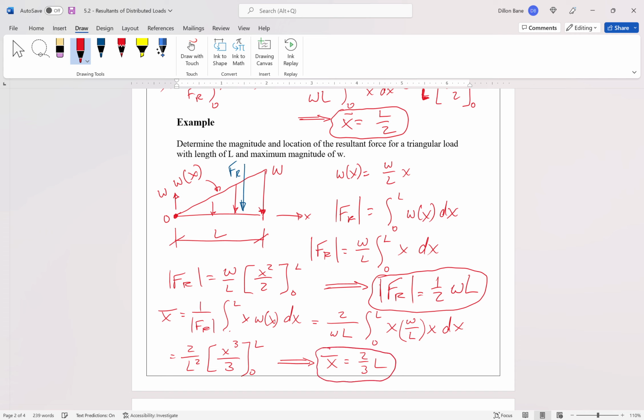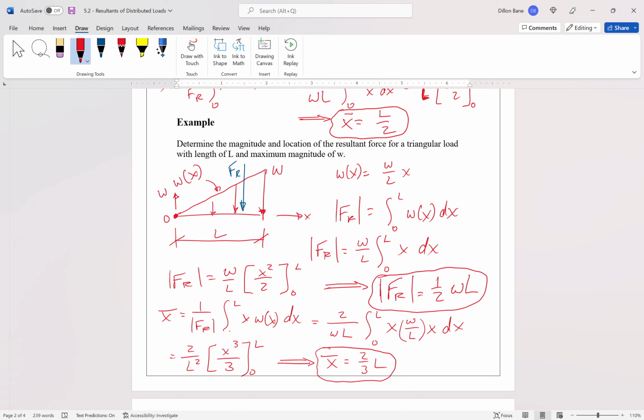So for all triangular loads, the magnitude of that resultant is just 1/2 times W times L. It's just the area of the triangle. That's how much the total load is. The location of that resultant force is 2/3 the distance L from the small end, or if you want to think about it the other way around, coming from the right, it is going to be 1/3 L from the tall end, from the big end. This is always for triangular loads.